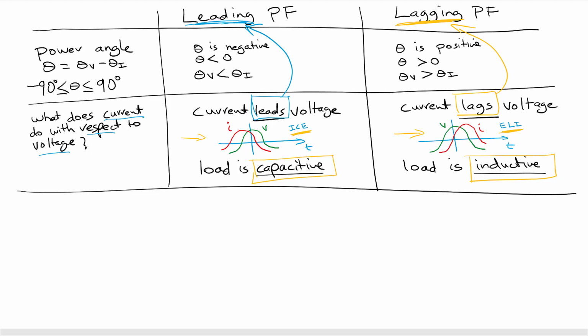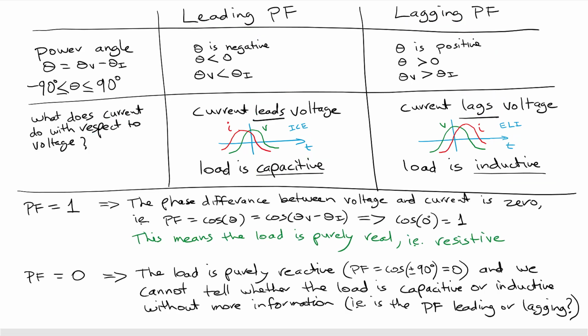So what happens when the power factor is equal to 1? That means the phase difference between voltage and current is 0. According to our definition, power factor is cos theta, expanded as cos of theta v minus theta i, and the only time cos can equal 1 is when we have 0 degrees. So there's no phase difference between voltage and current, and in this case the load is purely real, meaning resistive.